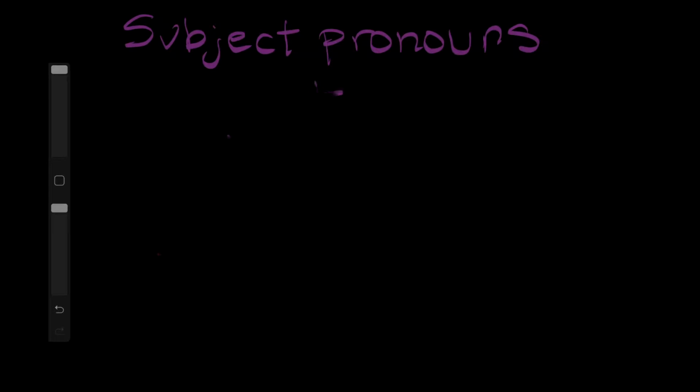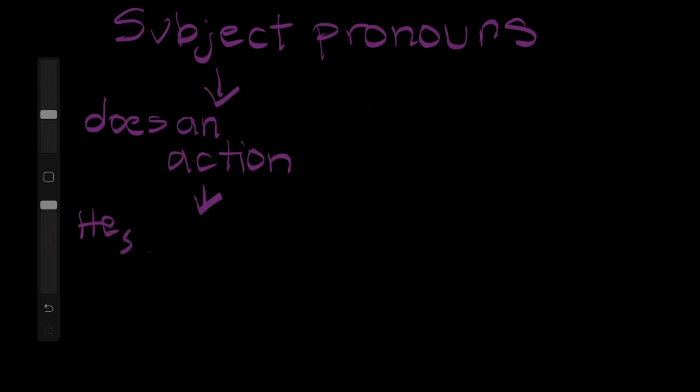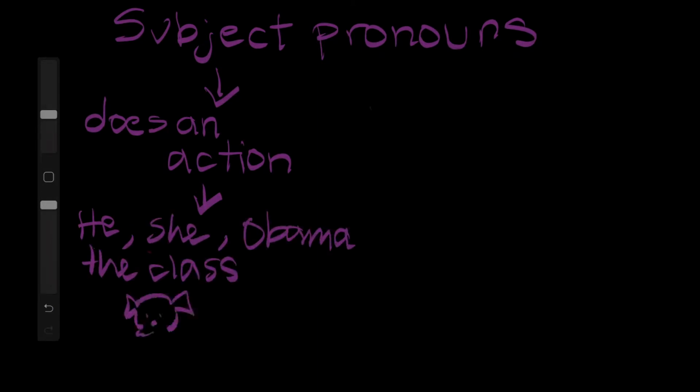So first, a few definitions. The word subject in grammar refers to people or things that do an action. These people could be he, she, Martha, Obama, the class, the dog, a paper plane. As long as they're doing an action, they are the subjects of a sentence.